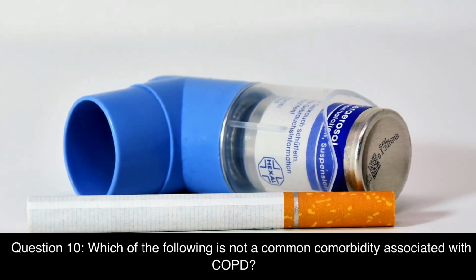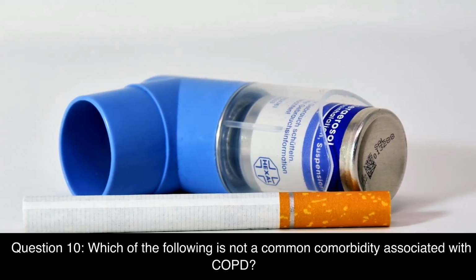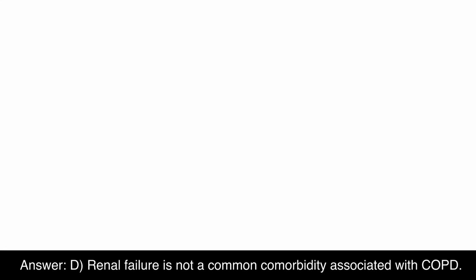Question 10. Which of the following is not a common comorbidity associated with COPD? A. Cardiovascular disease. B. Osteoporosis. C. Depression. D. Renal failure. Answer. D. Renal failure is not a common comorbidity associated with COPD.